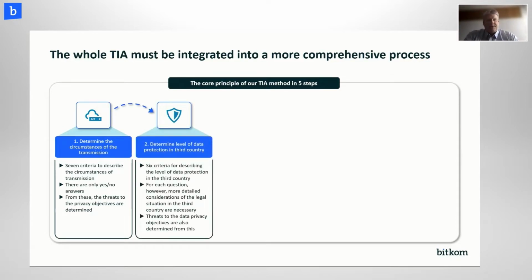Once we understand what the circumstances of this transmission, the transfer, the processing in the third country will be, we'll have a closer look at the level of data protection that already exists within the third country. And it's interesting that in many respects, there are a lot of misconceptions about levels of protection in third countries. Levels of protection in third countries can relate to the legal framework, the question of how valid that legal framework actually is, because obviously there's a huge difference between a legal framework that exists on paper and a legal framework that is actually enforced and in use.